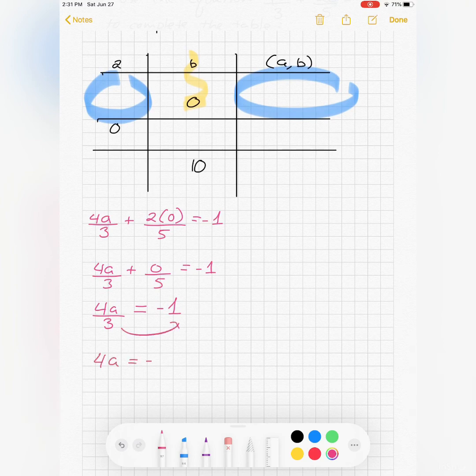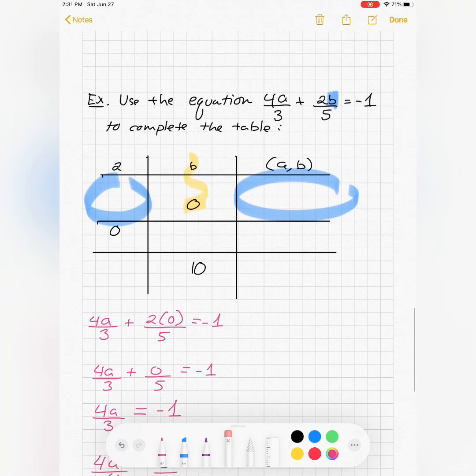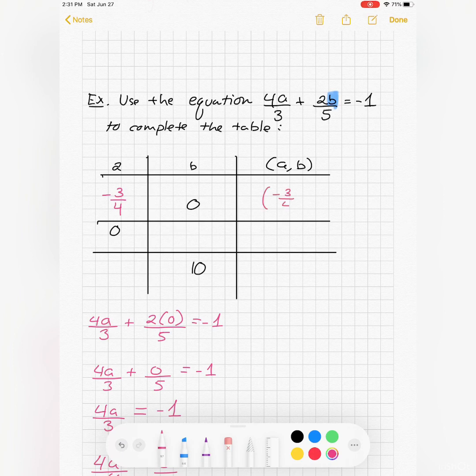Multiply by 3. Divide by 4. a is -3/4. So we found the first piece of data. So my pair would look like so.